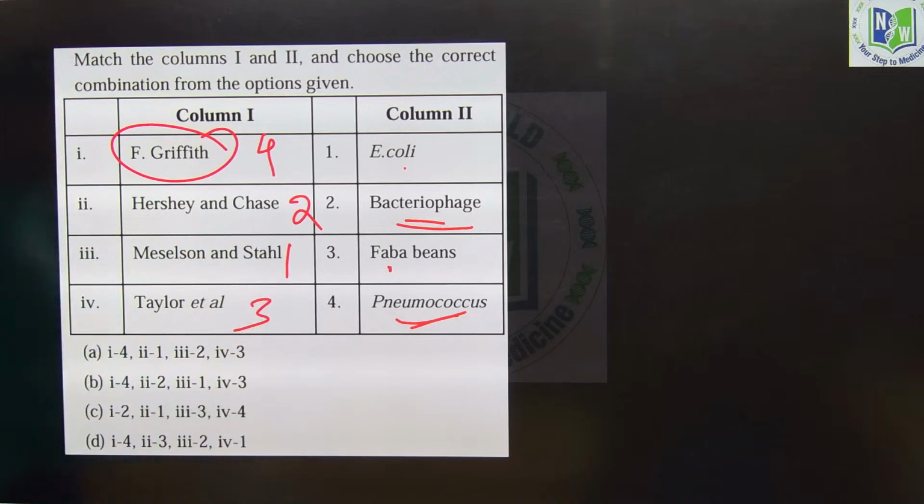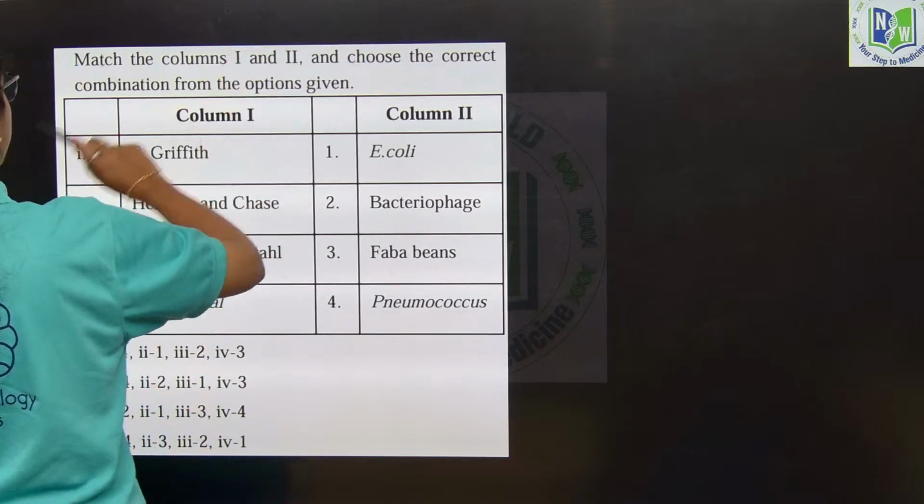3. So, here if you see, 1 is 4 and 2 will be 2, 3 is 1 and 4 is 3. Option B is the right answer. Next question.